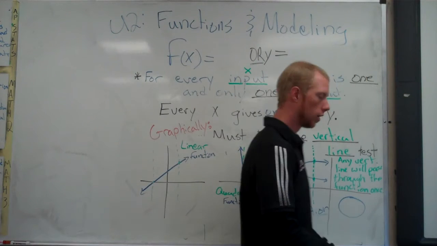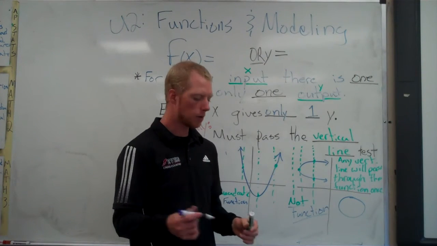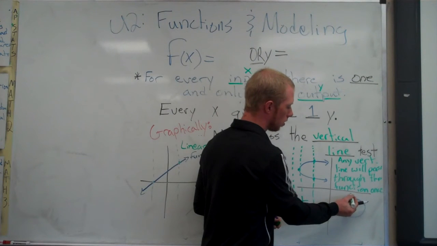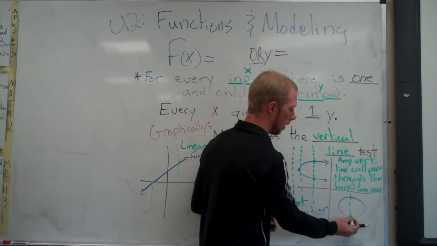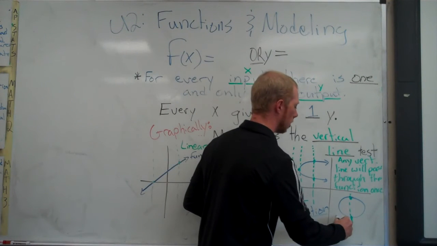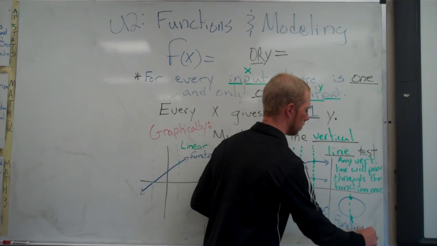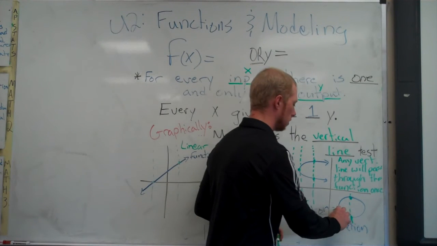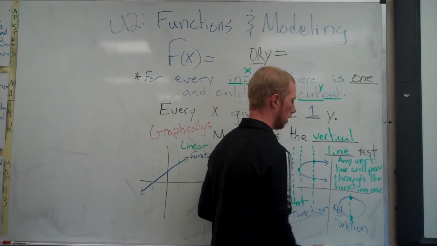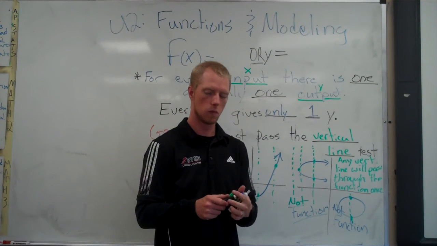If I look at my last one right here, the same thing is going to happen. I'm going to have some places where vertical lines are going to touch 2 times. So circles and ovals are not what we call functions. This is not a function because of that green vertical line touching twice.